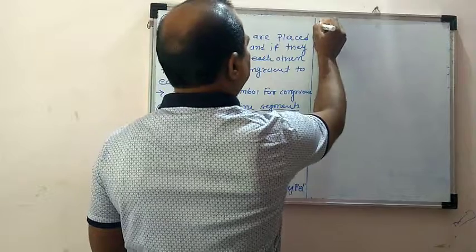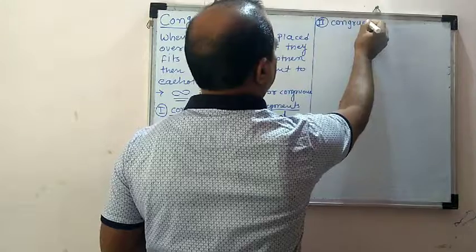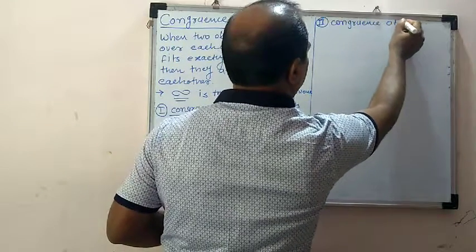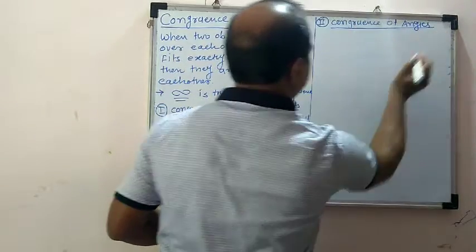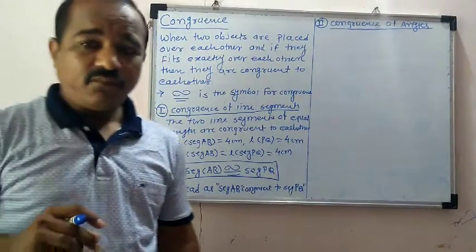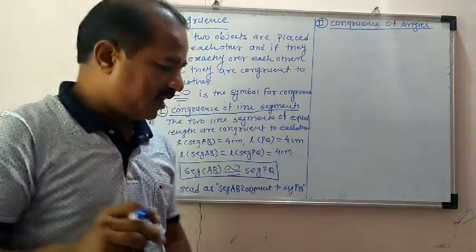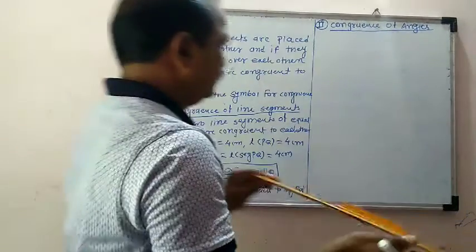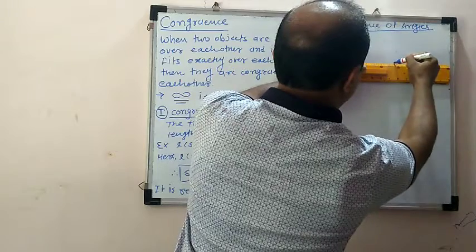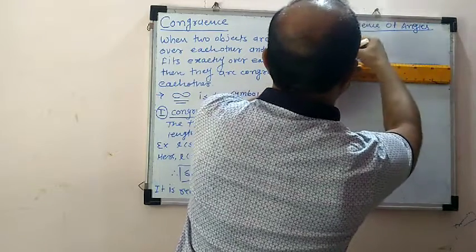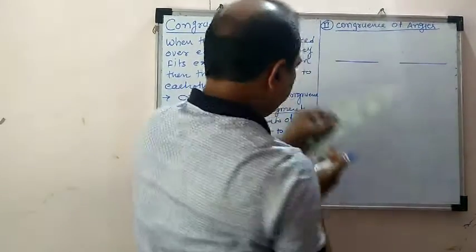Secondly, we have to see the congruence of angles. You know very well how the angles are measured. Angles are measured using protractor. A protractor is used to measure the angles. Here I draw two angles with the help of protractor.